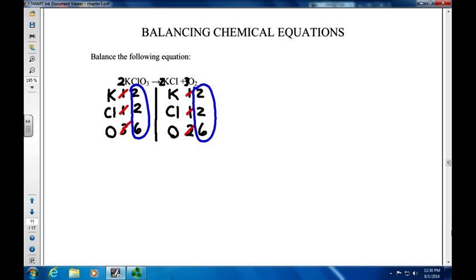So we can come back and write the balanced chemical equation, which is 2KClO3 yields 2KCl plus 3O2. If you use this method every time you do a chemical equation and try to balance it, you will be successful.